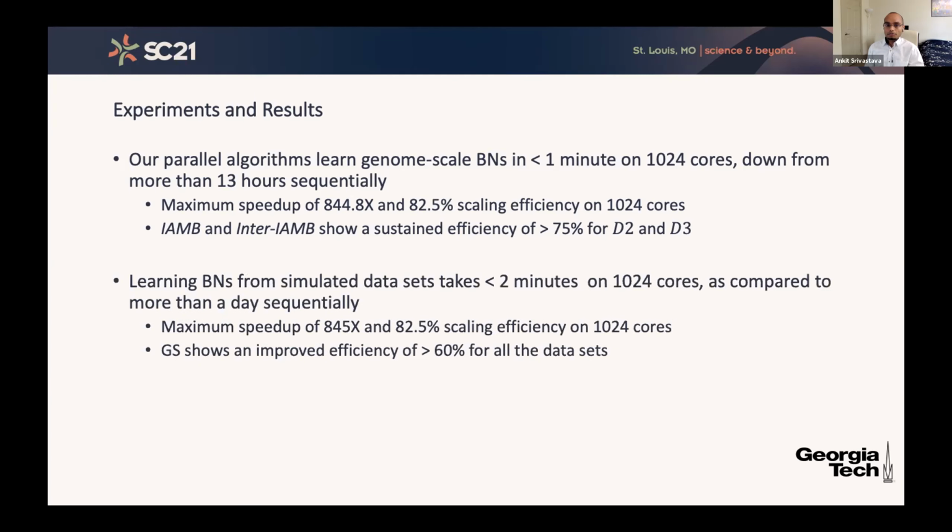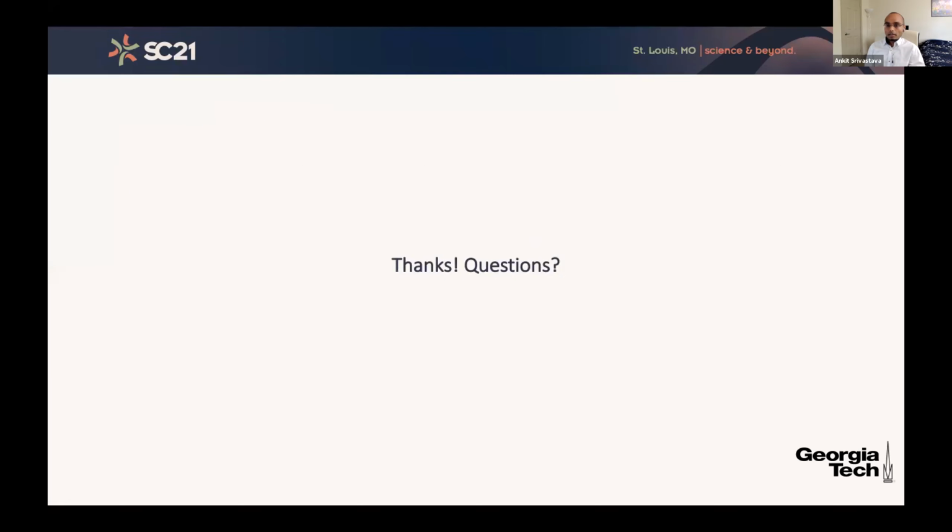And for GS, we saw using a simulated data set that it took less than 2 minutes to learn on 1024 cores as compared to more than a day sequentially. So with that, I'll thank you for your time and take any questions.